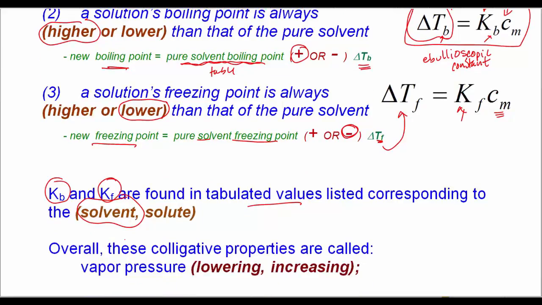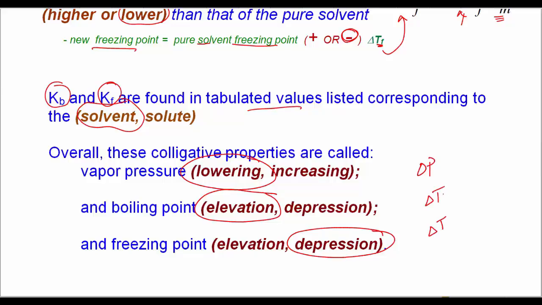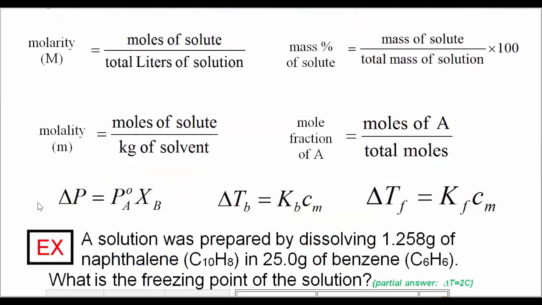Overall, these colligative properties are called vapor pressure lowering, boiling point elevation, freezing point depression. If you remember the names, it just kind of helps you to remember what to do with your delta P or delta T. So now we have 3 more equations to add to our list of equations. And just remember, this is my little Cm. That's molality.